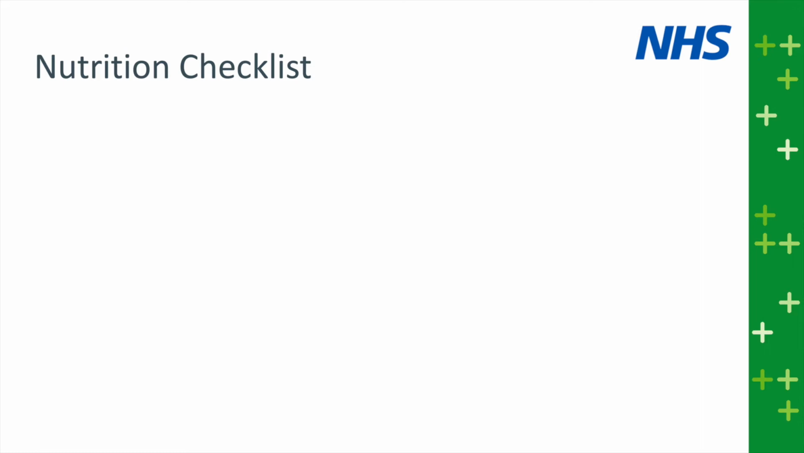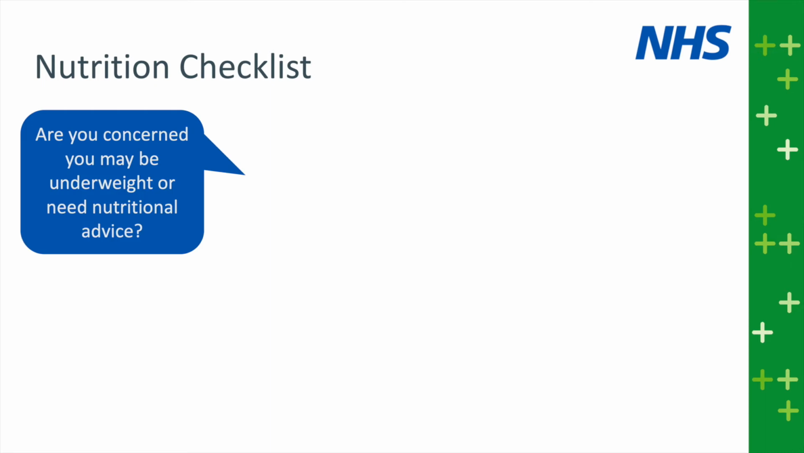So, another tool which you may choose to use is the nutrition checklist. This tool has been developed by the Patients Association and can be helpful for those who are unable to weigh themselves to identify if you or someone you care for may be at risk of malnutrition. The tool consists of 4 sections. Section A asks 4 questions which you should ask yourself.